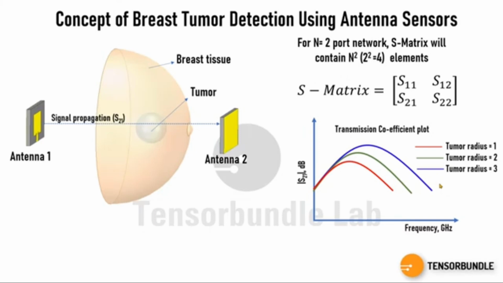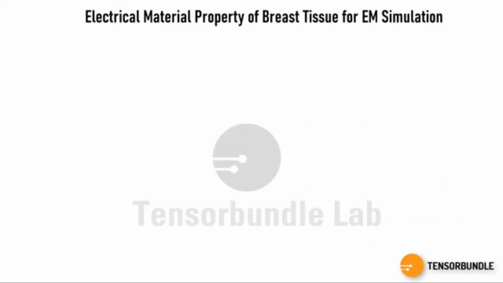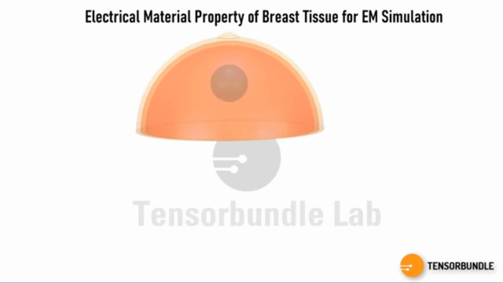Now, in order to design this entire system in EM software or electromagnetic software, we definitely need electrical material property for the biological tissues. And this is our 3-layered breast tissue model or phantom. You can see there are different layers: skin, fat, and fibroglandular tissue, which is basically the dense tissues inside the breast. And it also determines the density of the breast tissues as well. And the tumor tissue is the big sphere in the center.